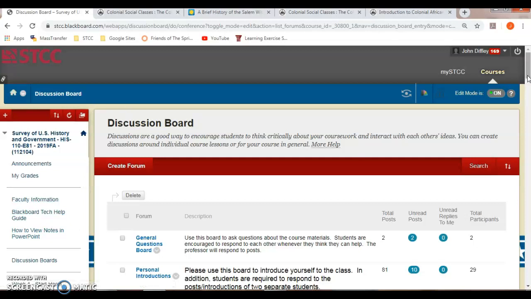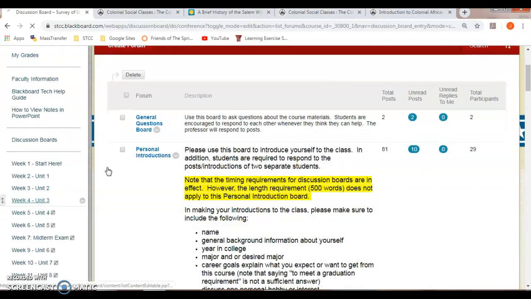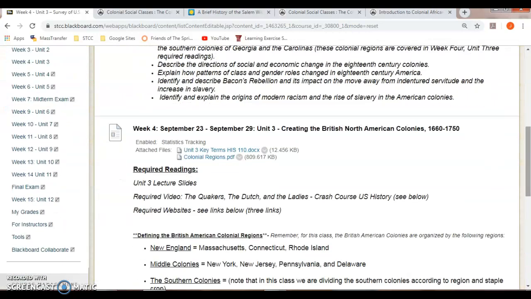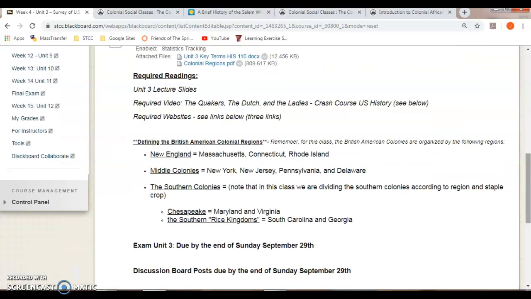So let's go back over here to where we're at. So again, as always, there's also a Colonial Regions PDF. Just take a look at that. As you can see here, this is how I'm breaking up the colonies. So know these different regions.